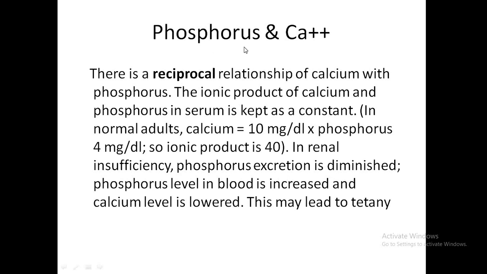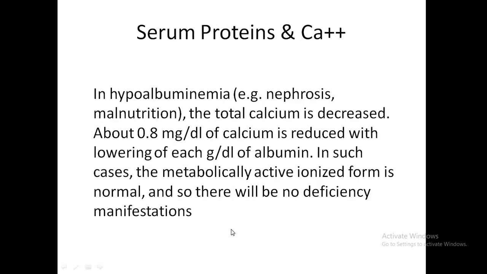The relationship between phosphorus and calcium. There is a reciprocal relationship of calcium and phosphorus. The ionic product of calcium and phosphorus in serum is kept constant, so it's around 40. In renal insufficiency, phosphorus excretion is diminished, and phosphorus levels increase in blood, and calcium is lowered, and this could lead to tetany in renal failure.